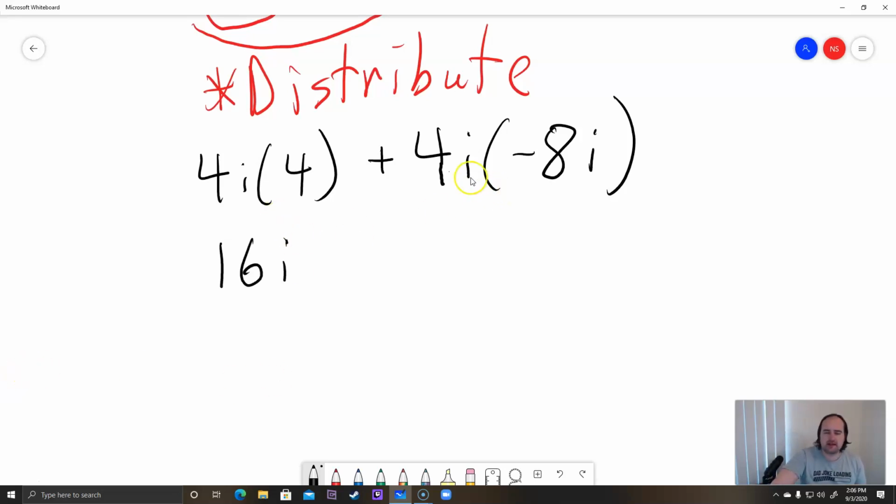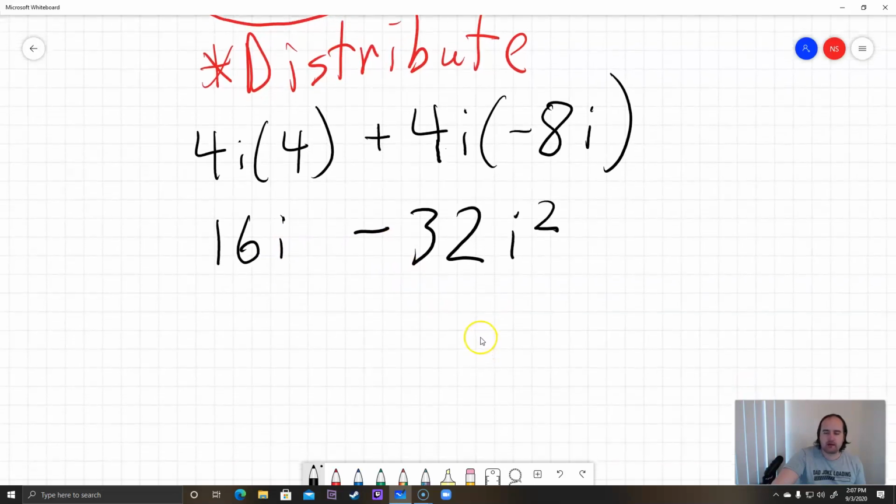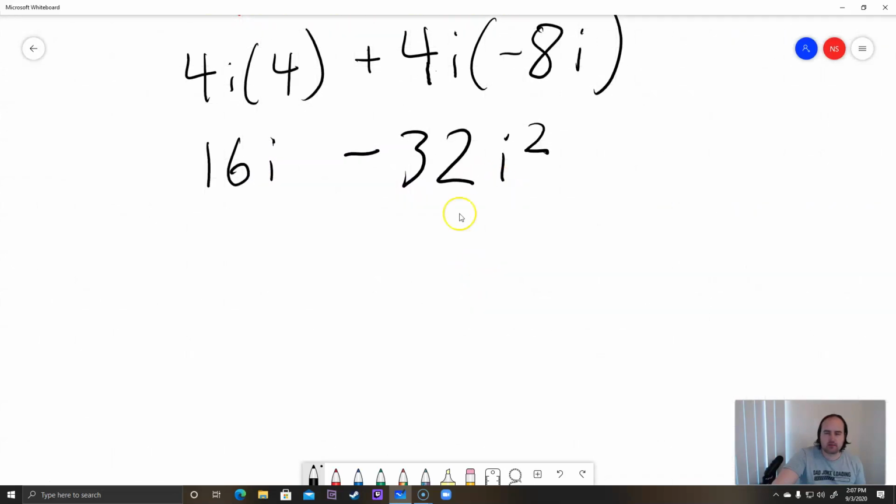And then the second term, we know that 4 times 8 is 32. But there's a minus here, so it's going to be negative 32. So we're going to have minus 32. And then what's i times i? Well, i times i is just i squared. Okay, so we're going to write minus 32i squared. Now, so far we've just been treating i as a variable and haven't done anything different about it. However, here we're going to have to do one more step.